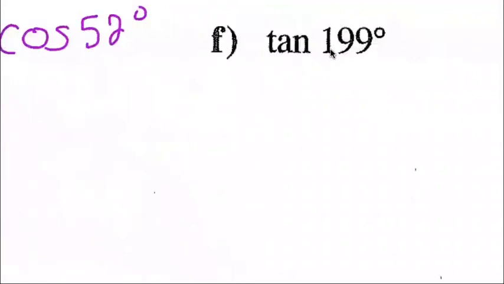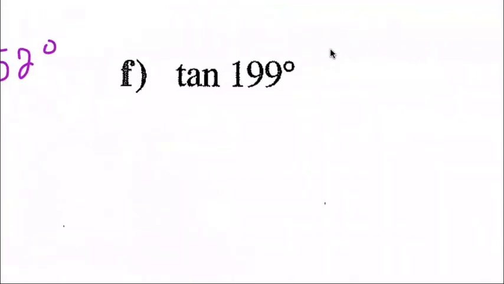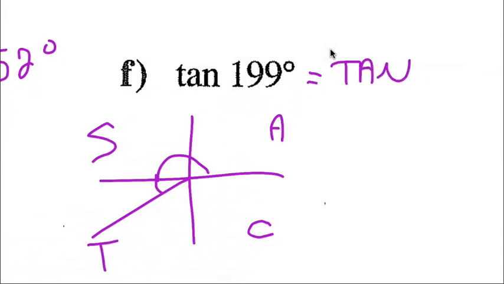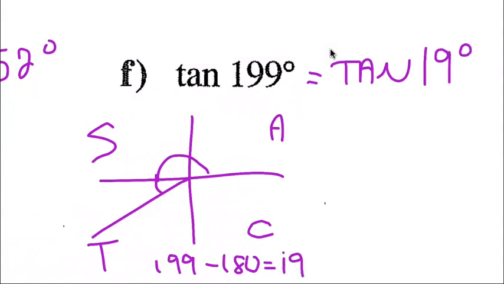Okay. Tangent 199. Draw my angle. 199 is going to be right here somewhere. That's 180, so this has got to be 199. CAST, tangent is positive, so that's going to be positive. And 199 minus 180 is equal to 19. 19 degrees. So that's my reference angle. Okay, so we're always talking about the reference angle.